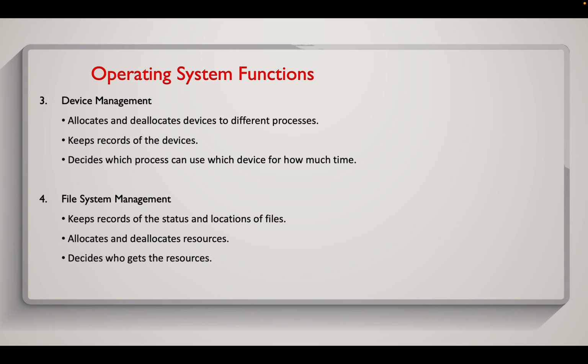Fourth one, file system management. It keeps records of status and location of files. So allocation, deallocation of files to the processor. It decides who gets the resources. It means who gets the file system for the particular process.